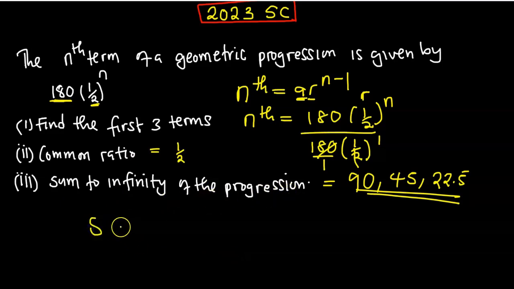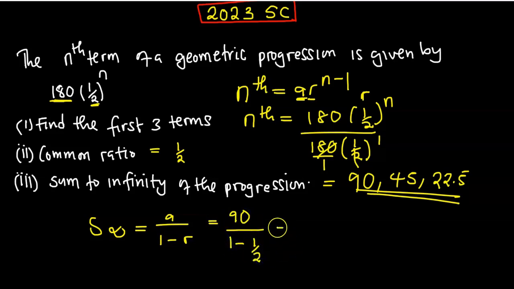Then the sum to infinity of the progression is equal to the first term divided by 1 minus r. What is the first term? The first term we said is 90. So 90 divided by 1 minus the common ratio, which is half. So it's just the same as 90 divided by 0.5, which is 180. So the sum to infinity of the progression is 180.